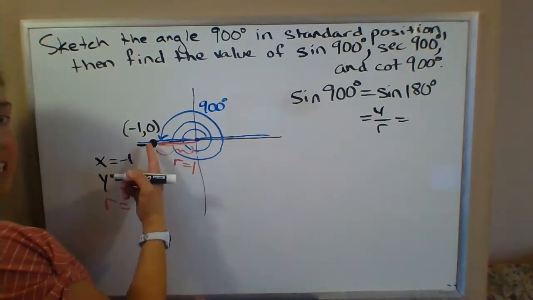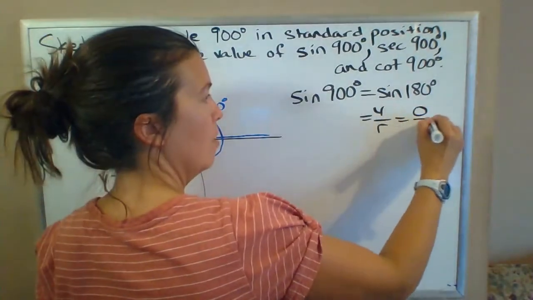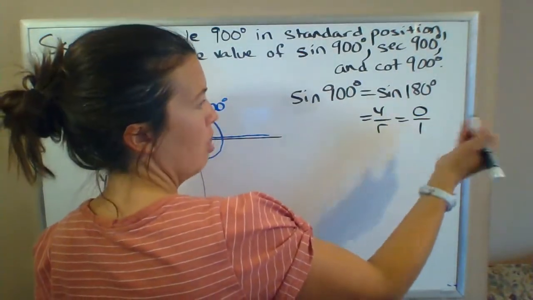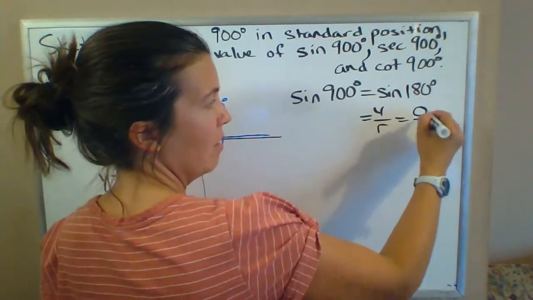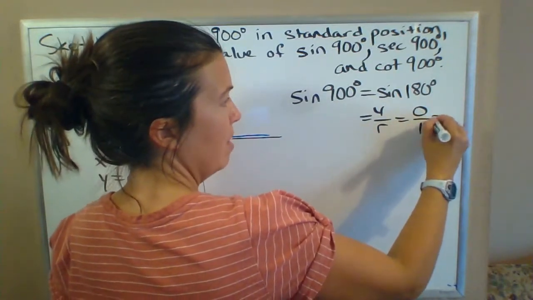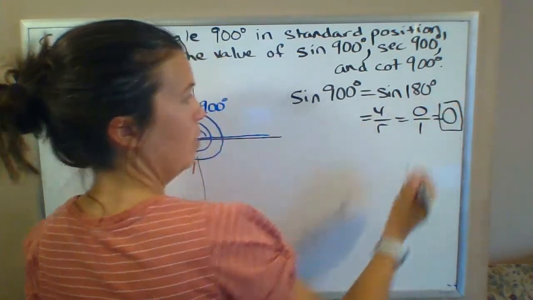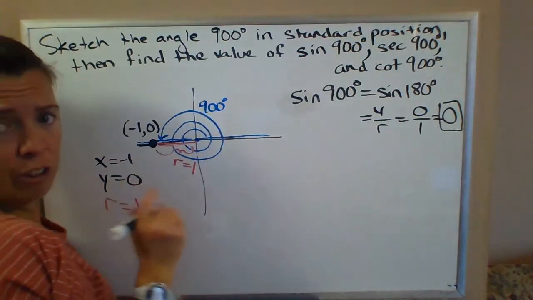On the terminal side here, y is always 0. For the point we chose, r is 1. Doesn't matter, it's going to be some non-zero number on the bottom. That ratio is equal to 0. So sine of 900 degrees is equal to 0.